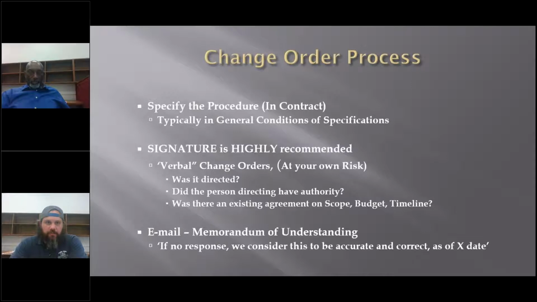So the change order process is typically, especially in the larger contracts, a line item section that specifies the procedure and how you proceed with that. A lot of times there will be standardized documents provided from the general contractor or the owner. It's typically in the general conditions section. A signature is always highly recommended. There are verbal change orders, but that's always at your own risk.